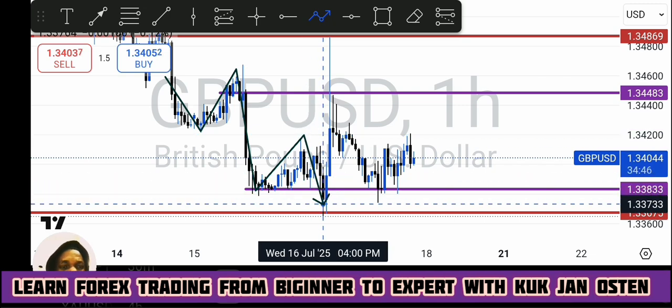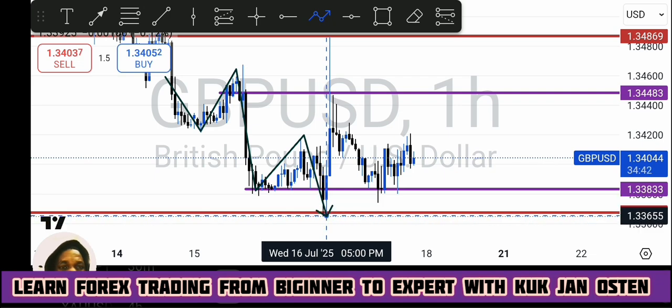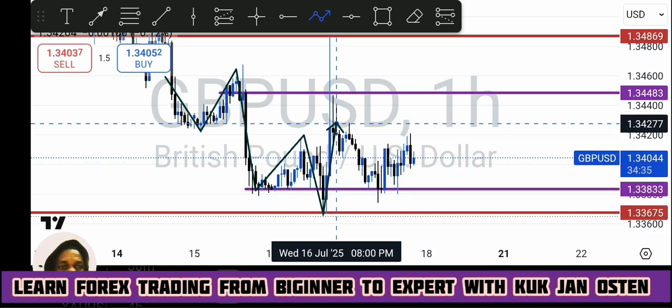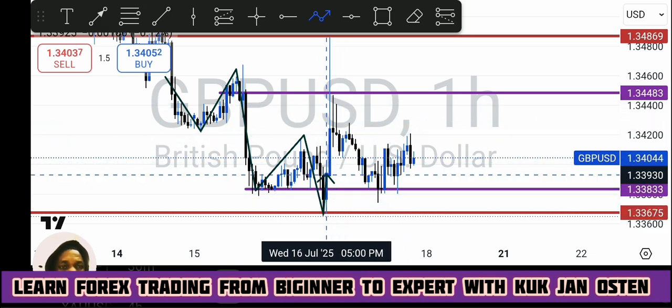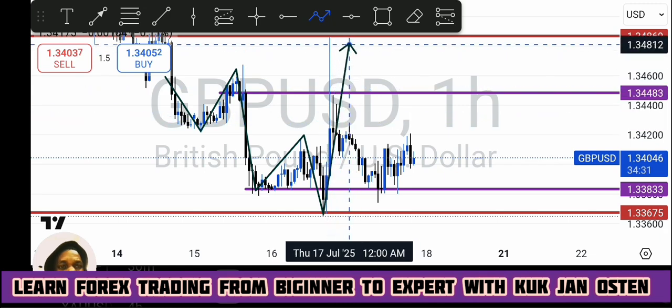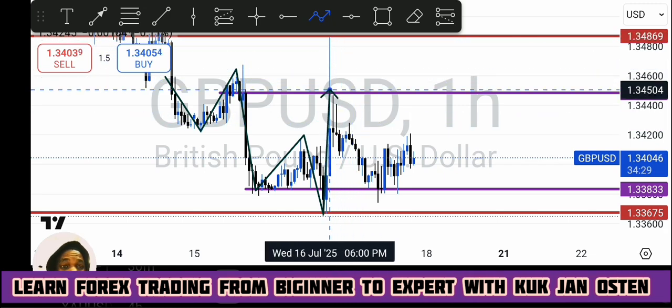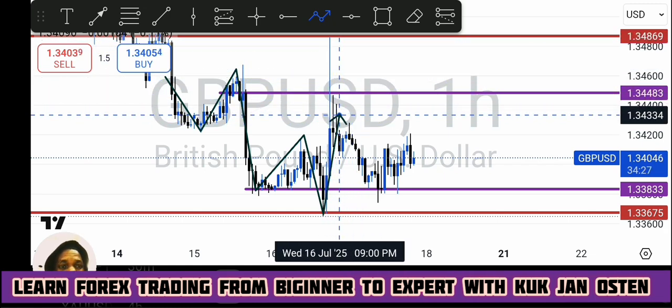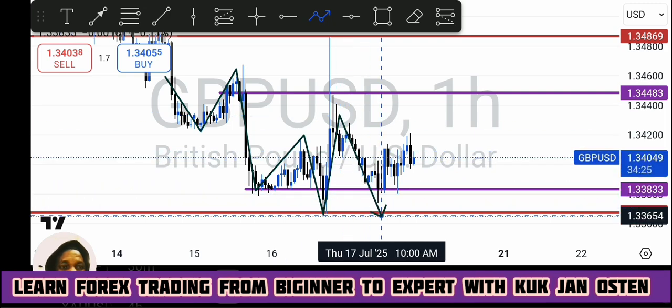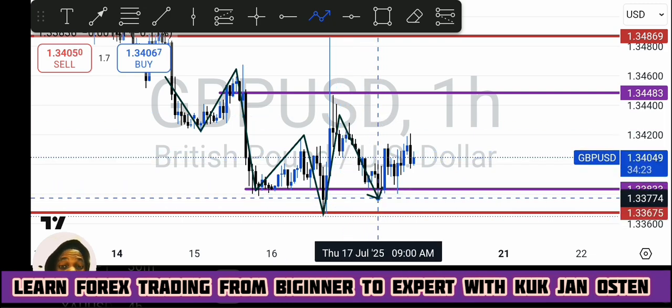This is what we call market manipulation. Sometimes these people can manipulate the market. They can play you around up and down. Okay, so the market came back, forming a valid head and shoulder pattern. So I'll be looking for more buys upwards. My target will be around this zone. So this is my first buy target.